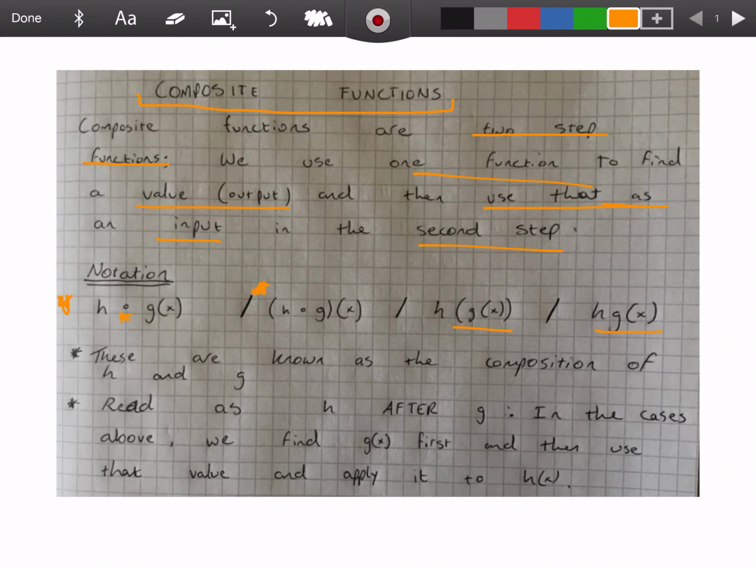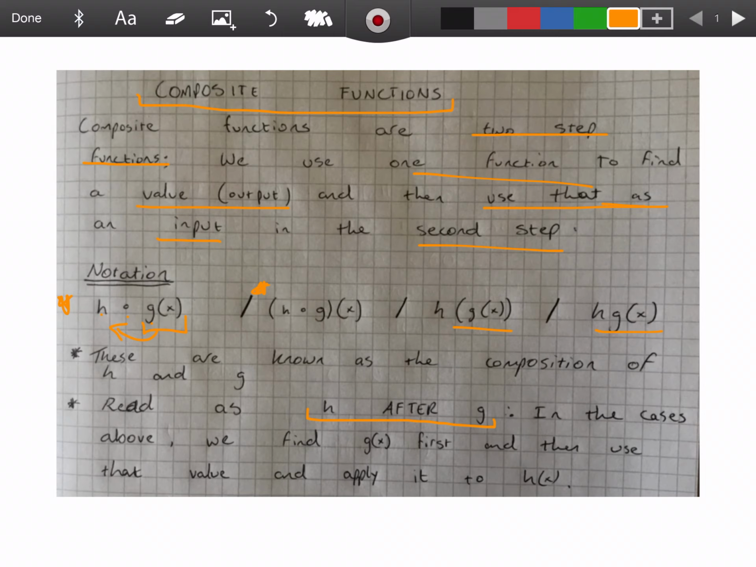The way we discuss it is the composition of H and G. We read it as H after G. So H after G of X. As I said, in the cases above, we find G of x first and then use that value to apply it to H. I put an X value into the function, it gives me a number or an output, and then I apply it as the input for the H part of the function, because it's H after G.